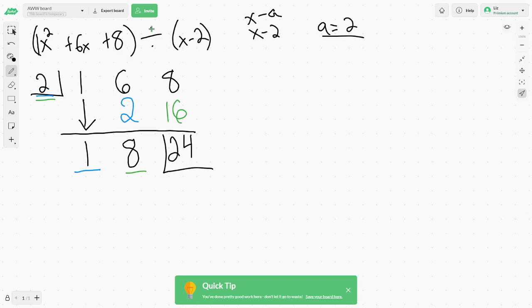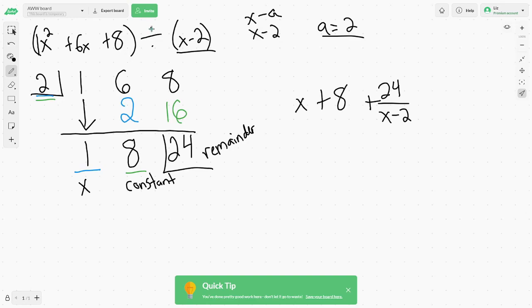Now that's great, but what do these numbers mean now? So the 24, whatever's in this last box here, is your remainder. So you're going to put your 24 over your divisor, just like we did with long division. It's positive, so that's being added to the rest of the expression here. Then we have 8. That's our constant. And then we have 1, which is our x. So that means it's now x, because 1x is just x, plus 8 plus 24 over x minus 2. That is our final answer.